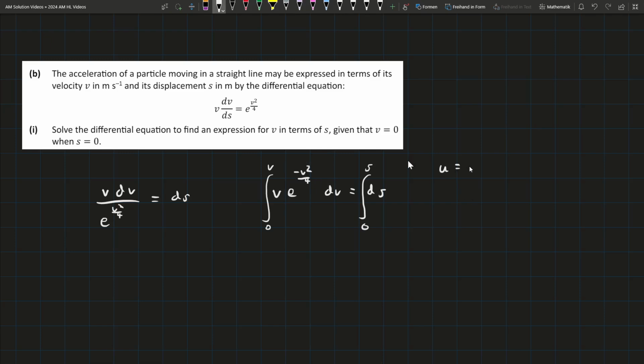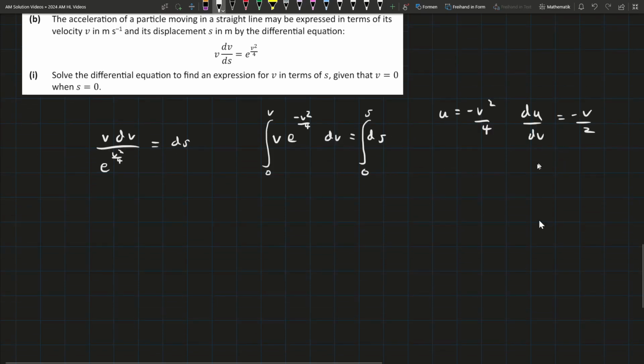Let's let u equal minus v squared over 4, which means that the derivative of u with respect to v equals minus v over 2. That's just taking 1 away from the power and multiplying by the power. So 2 over 4 is the same as a half, and the minus is still there. Now we need to get rid of this dv. Let's solve for dv. So we get that du over v times minus 2 equals dv.